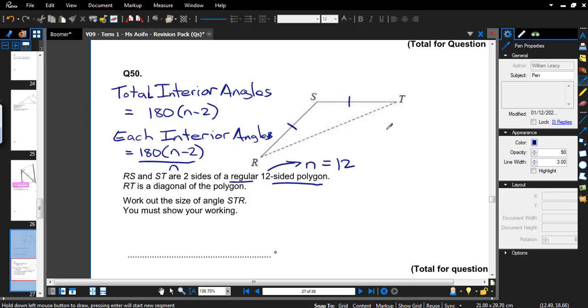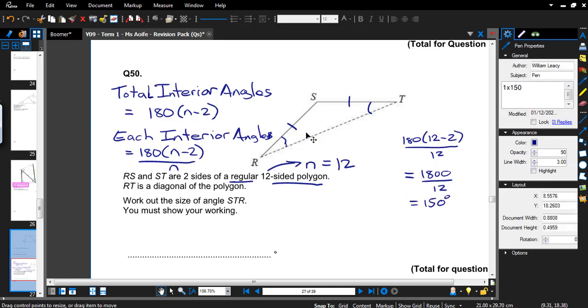So let's go, each interior angle, so here and here. 180 times n minus 2, 12 minus 2, over 12. So that equals 1800 over 12, which equals 150 degrees. So you know that that angle there is 150 degrees. Almost fell into the trap there. I was like, this doesn't make sense. This angle here is 150 degrees.